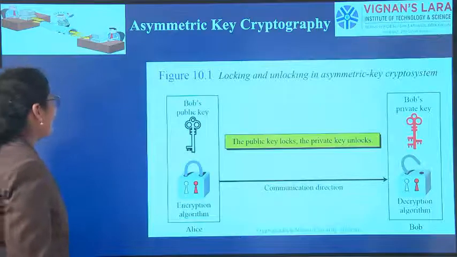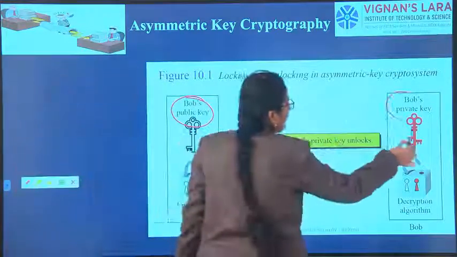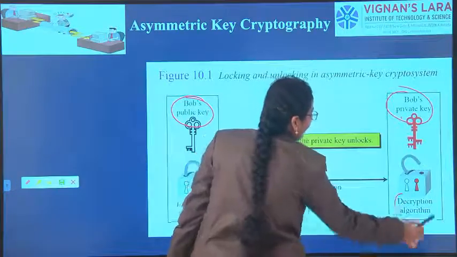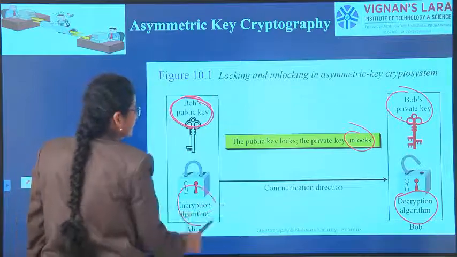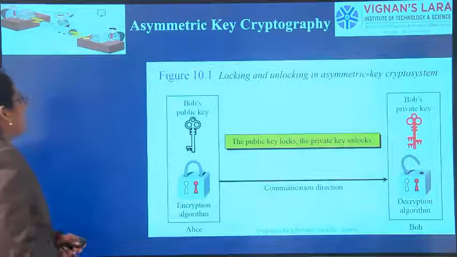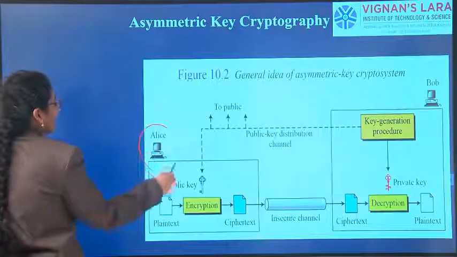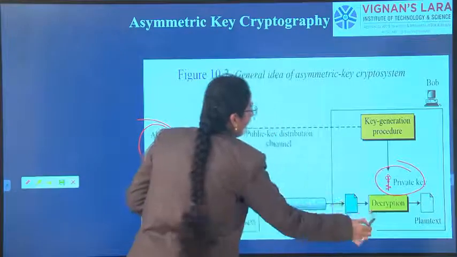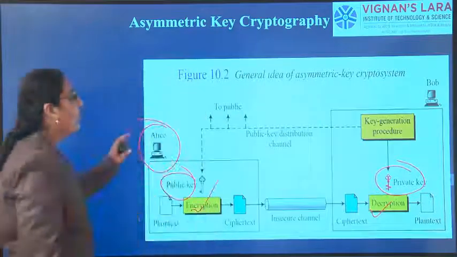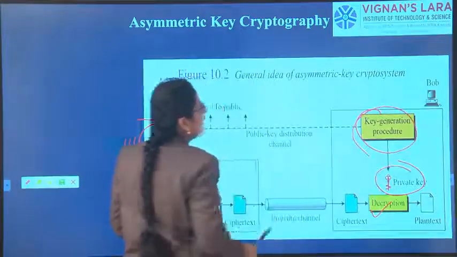So what is happening here? Public key of Bob is taken, private key of Bob is also taken. Private key is for decryption, which means unlock. Public key is for encryption, which means lock. In the next example, Alice is the sender. So we have taken Alice's public key and Alice's private key for encryption and decryption. Who is giving these keys? Key generation procedure is generating all the keys.